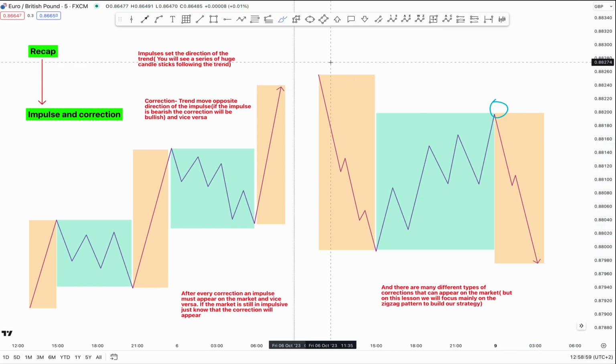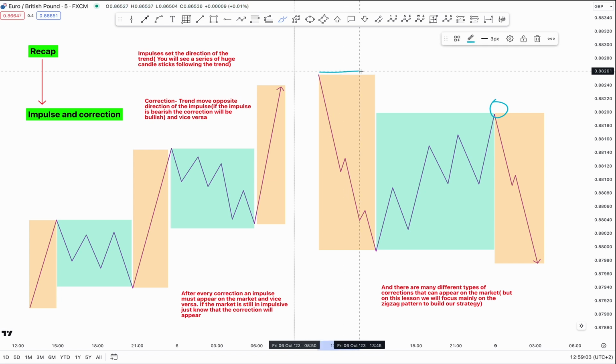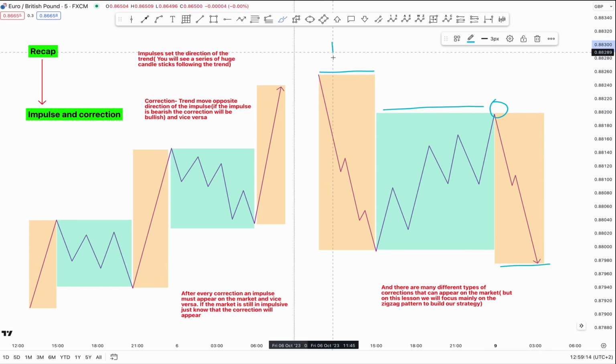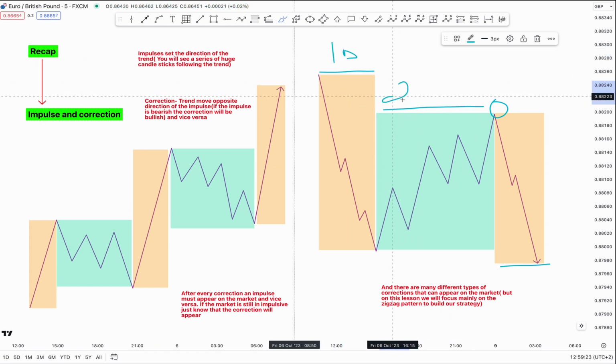And another thing is that you can see that these boxes from the impulses are very small, but the corrections are very huge here. Impulses are strong, but an impulse can happen in one day, while a correction can take 2 weeks to complete. So you have to be patient when you are in this area, and also be careful when you are trading inside a correction here.